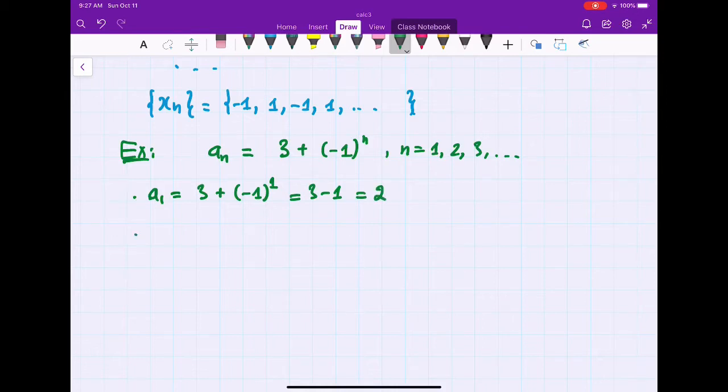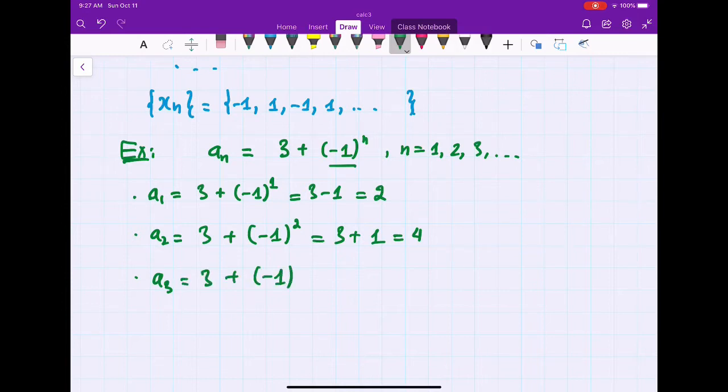Okay. If you want to find a2, you plug 2 into this formula. You get 3 plus (-1)^2, you get 3 plus 1 is 4. You want to find a3, you plug 3 into the formula, right? You get 3 minus 1 equal to 2, and so on. And again, this is the general term of the sequence.